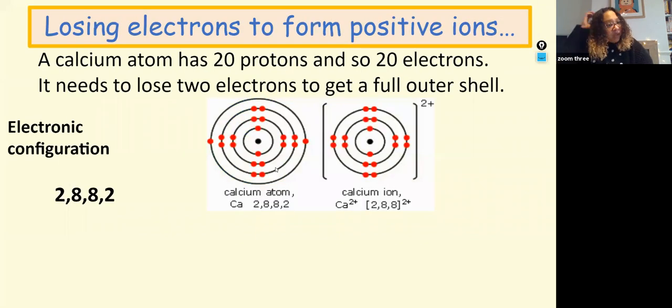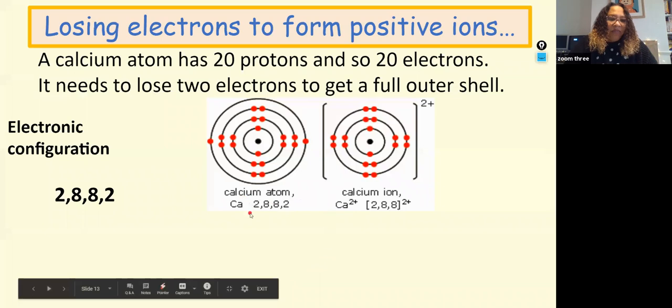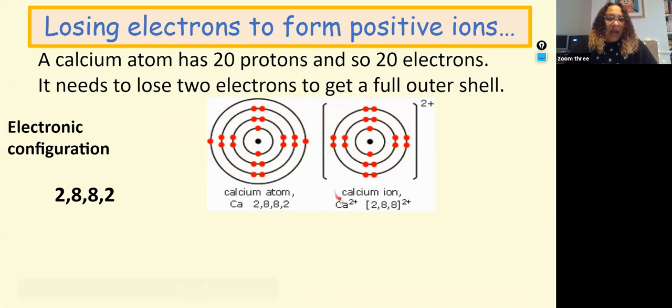Excuse that error. So a calcium atom has 20 protons and 20 electrons, balanced, neutral. It needs to lose 2 electrons to get that full outer shell, similar to that of the noble gases. So if you have a look here, 2, 8, 8, 2, group 2 calcium atom. When it loses those 2 electrons, it's a metal, so it becomes positively charged. We get 2, 8, 8 and a charge of 2+.